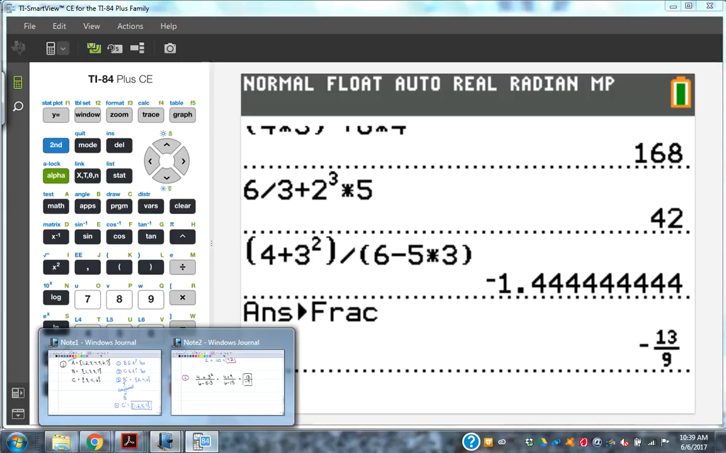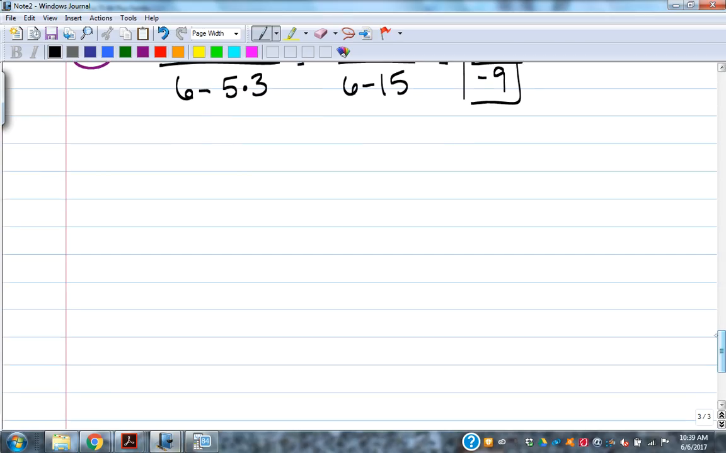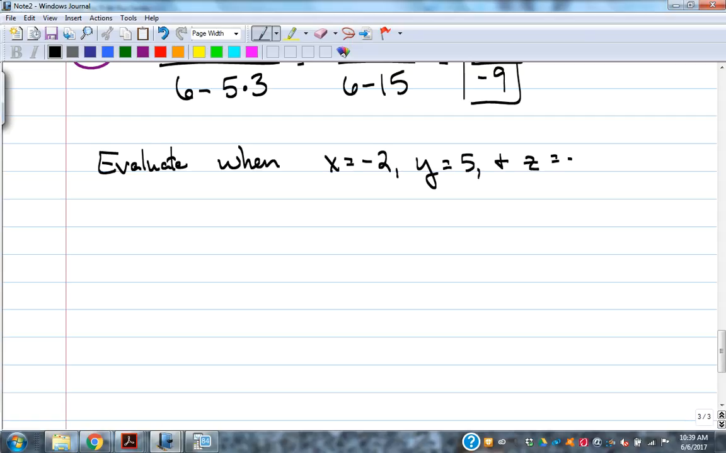Okay, so there's a fraction type problem. Let's look at some evaluation problems that are really the same thing, but they're going to throw some variables in there and say, okay, evaluate this when x equals -2, y equals 5, and z equals -3.